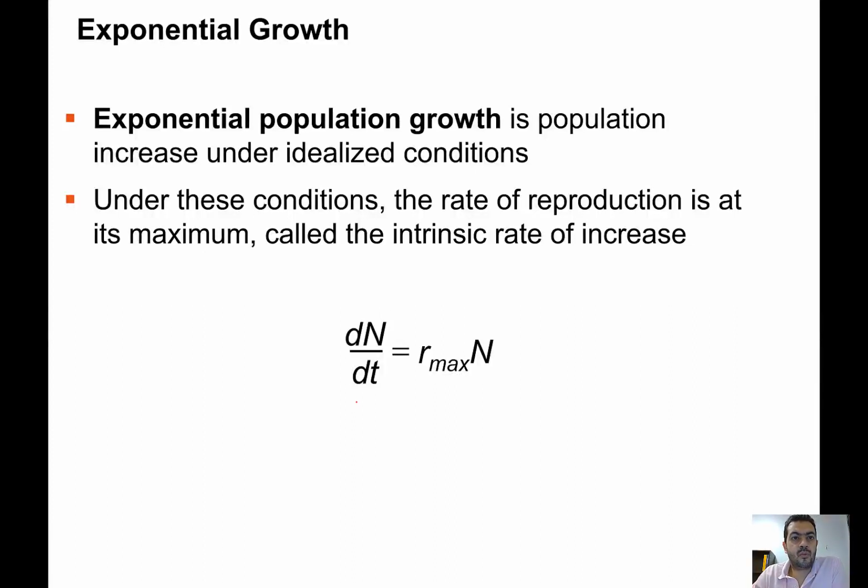So let's move on. We will see that we have sometimes what we call exponential growth. In this case, the population increases very rapidly. So we have idealized conditions that allow the population to increase dramatically. And in this case, we will refer to R as R max, or intrinsic rate of increase. Remember, R was the rate of increase, but now when the population is growing in exponential type of growth, R will be max, because now the population is growing at the maximum rate.